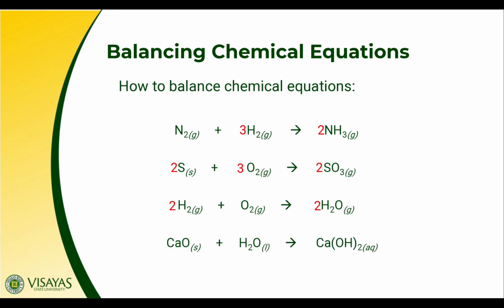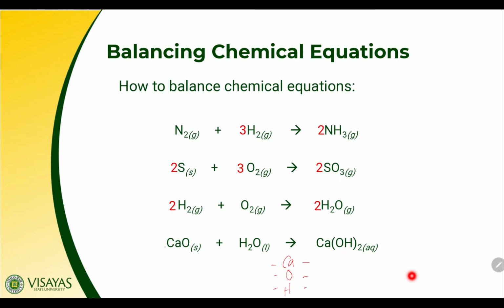Another example, we have calcium oxide reacts with water to form calcium hydroxide. So in the equation, we have calcium, oxygen, and hydrogen. Okay, here our element with the largest atomic number is calcium. So we start balancing the calcium atom in this equation.